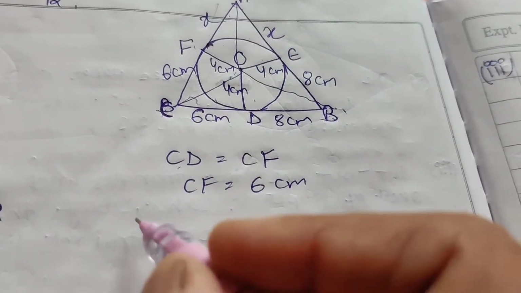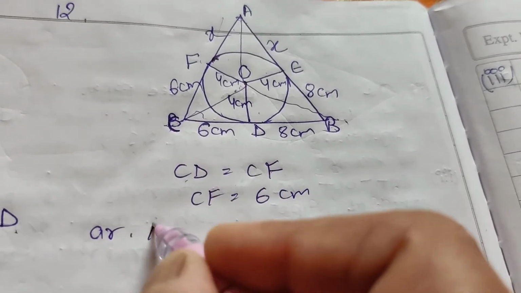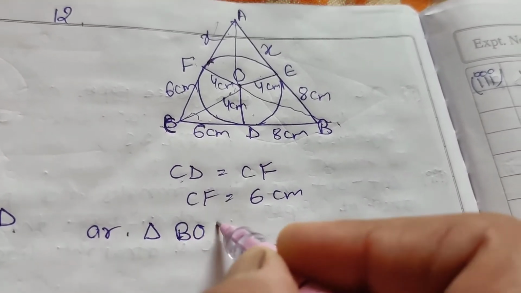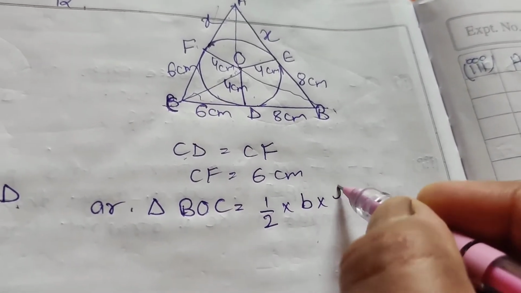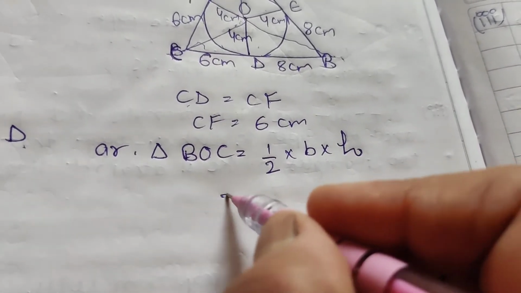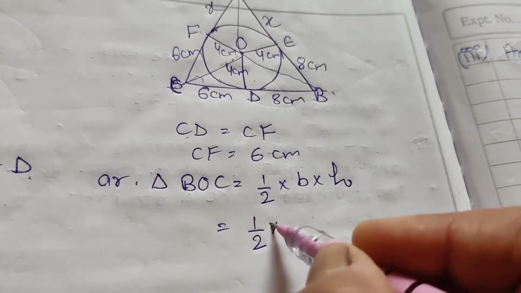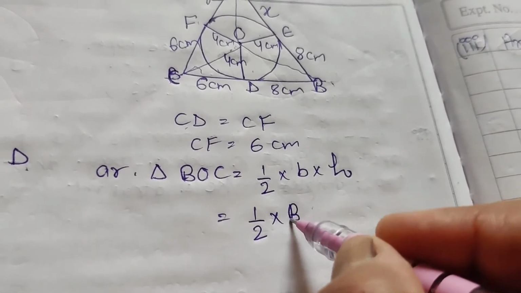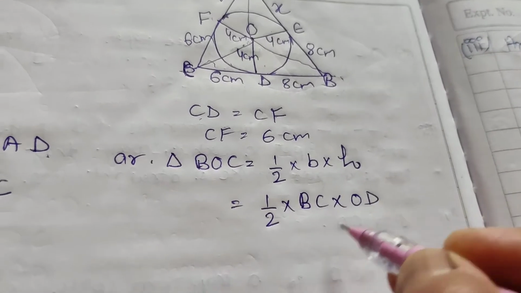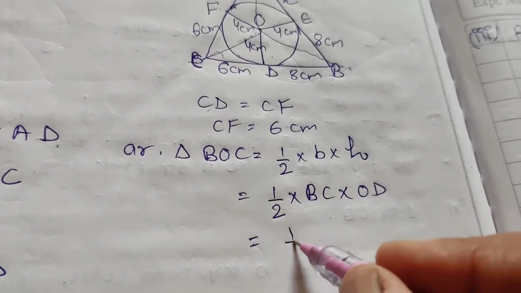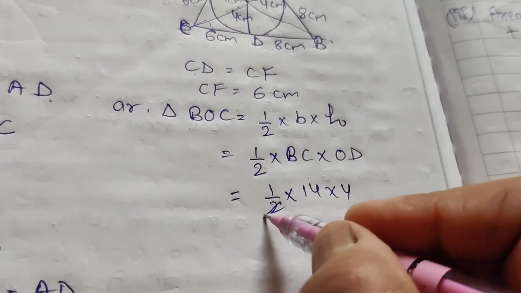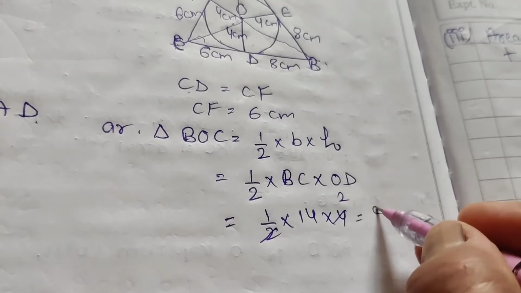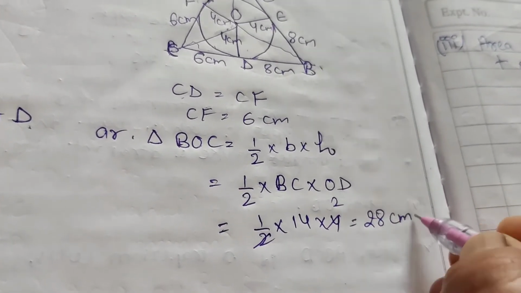The area of triangle BOC equals 1 by 2 base into height. The base BC is 8 plus 6, BC is 14, into OD, which is 4. Cancel. Area of BOC is 28 centimeter square.